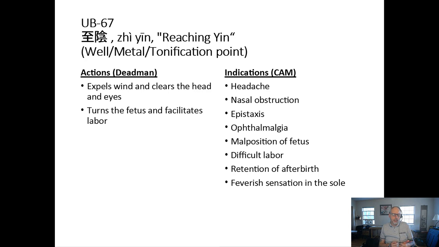So you could either needle the point, or you can burn 3 small rice grain cones on this point. For me, if we burn the moxa, the baby will actually respond and turn usually within 2 to 3 minutes. And then no more difficult labor, boom, no need for a C-section. Okay? Or if there's retention of the placenta in the afterbirth, then you definitely want to needle it to make that body push out any leftover or retention of the afterbirth.